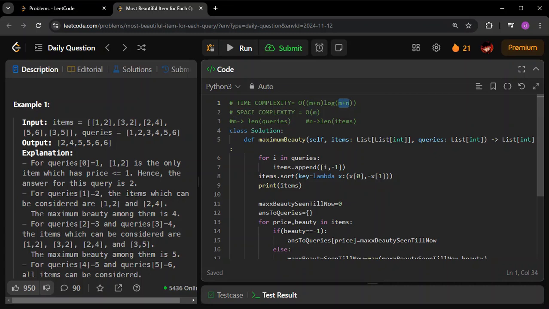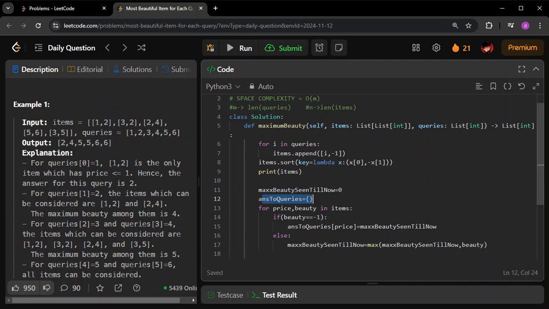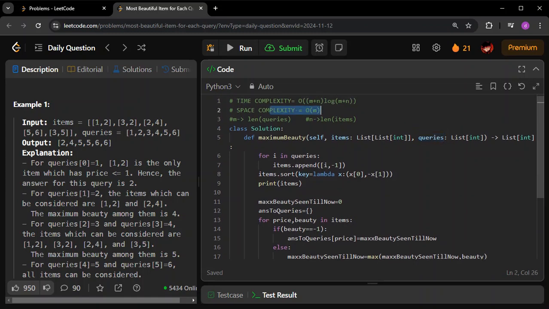Then finally, what is the space complexity? This is the only place where I'm going to record some values that occupy storage. The maximum number of entries in this map is going to be the length of the queries. So the space complexity is going to be O of m, where m is the length of the queries. As simple as that.